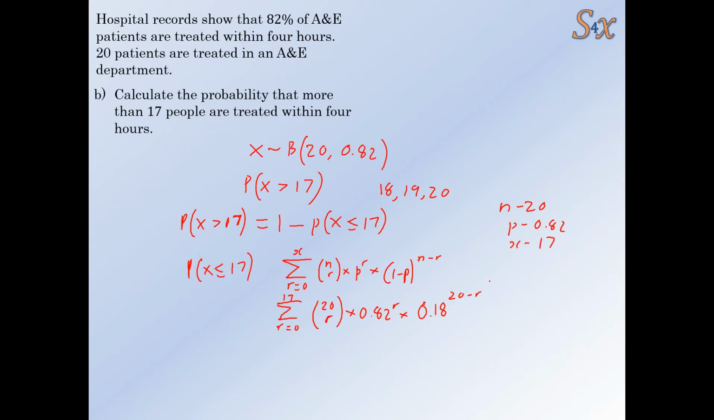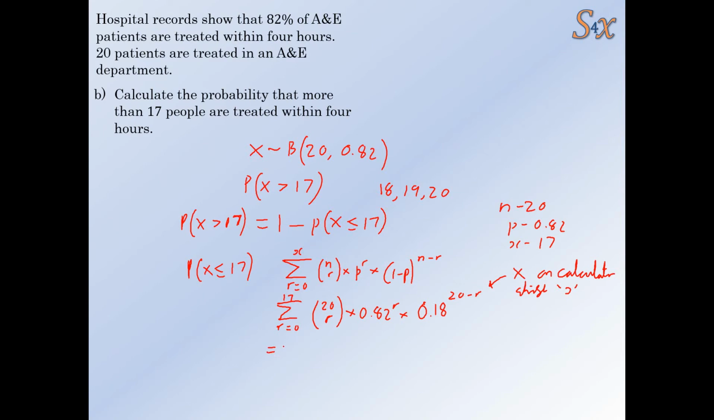So you press shift, close bracket. I'll just write that down to remind you. That's x on the calculator, and it's shift, close bracket, to get that up. Times that by 0.82, and then shift x again. Every time we see r, we're actually going to write x. And then times 0.18 to the power 20 minus x. Type all that in and we'll get an answer.